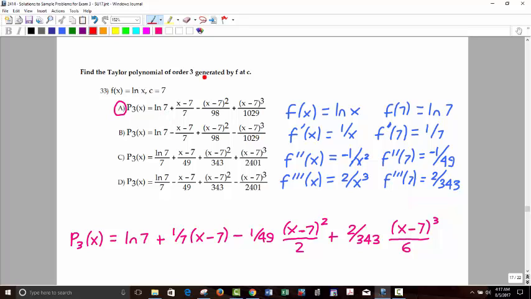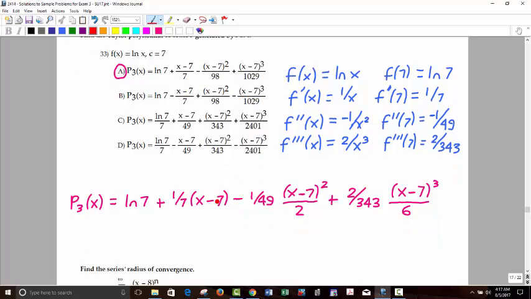So we're centered at c equals 7, so that means you're going to have x minus 7, x minus 7 squared, x minus 7 cubed. And your 2, of course, that's your 2 factorial. Your 3 factorial, 6. And so we have a 1 over 7 right here. ln of 7 is the first term right there. 1 over 7, x minus 7. And then 1/49th x minus 7 squared over 2, which will turn into over 98.